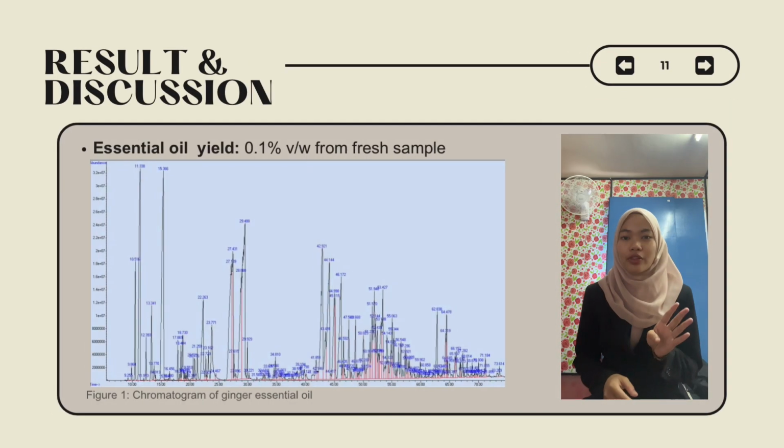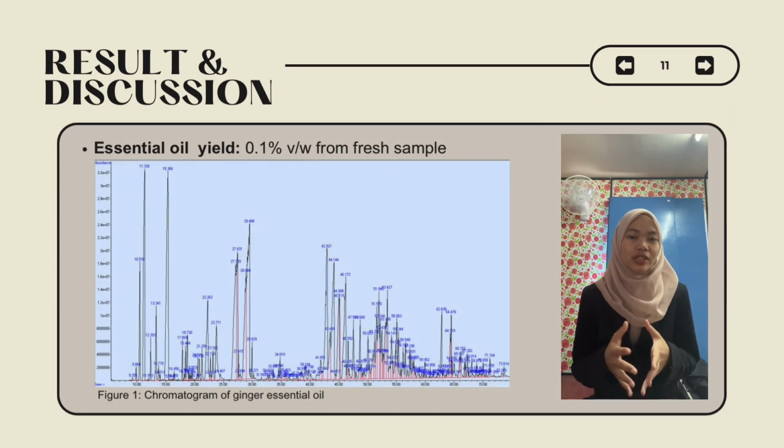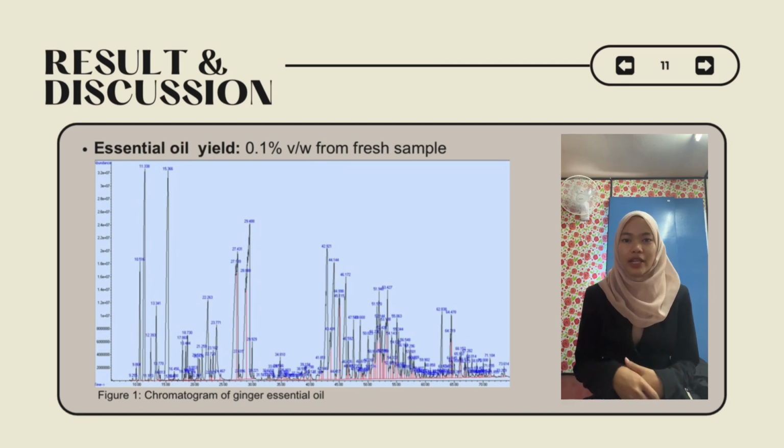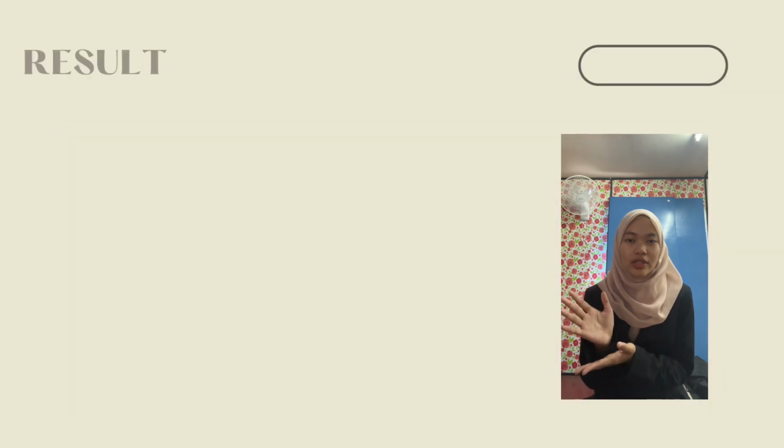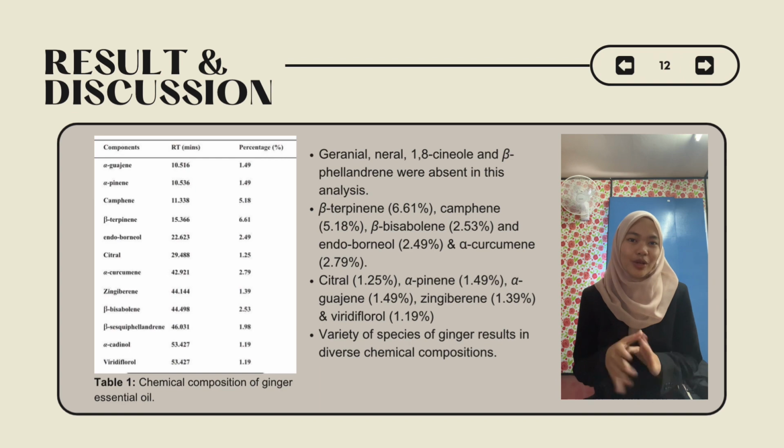Moving on to the fourth part, which is results and discussion. The essential oil yielded from this experiment is 0.1% and this product is run for analysis. Figure 1 showed the chromatogram of ginger essential oil. In Table 1, we can see 12 major compositions of ginger essential oil from GCMS.